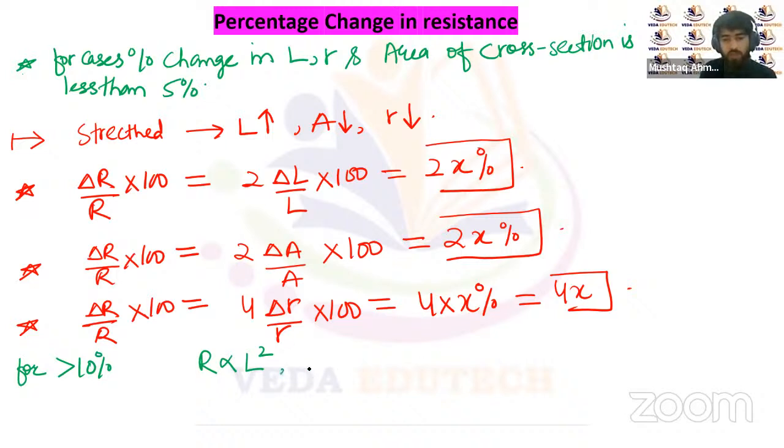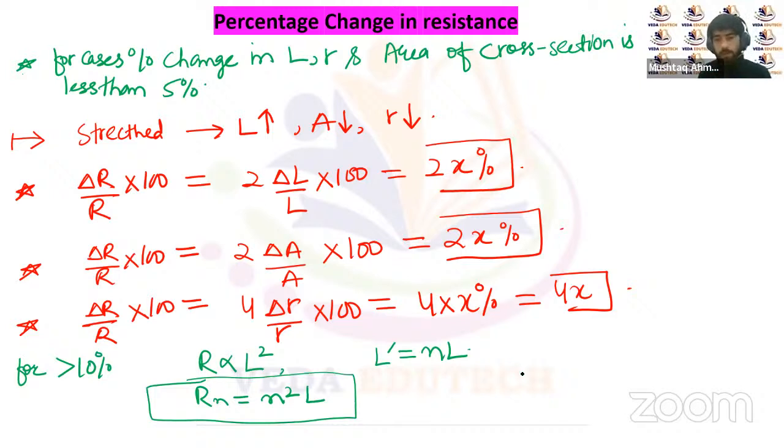It means that if the new length of the conductor is made n times the previous length, then the new resistance will be n square times the original resistance. Similarly, if the radius is decreased, so that the new radius of the conductor becomes r naught by n, then the resistance will become n to the power 4 times the original resistance.